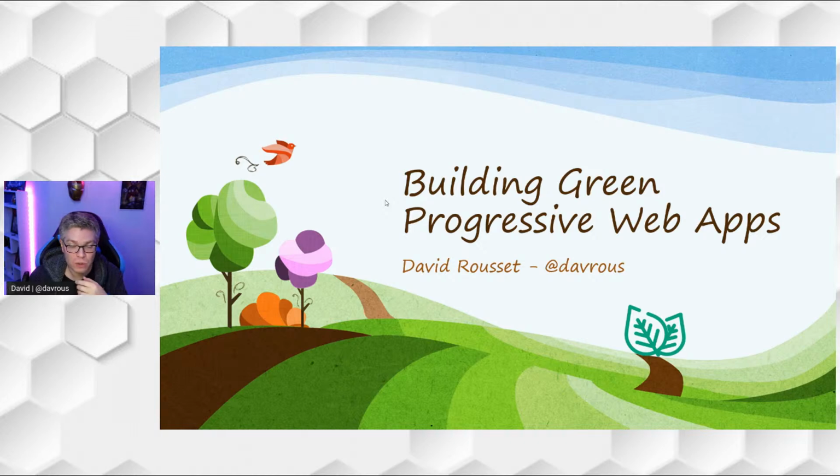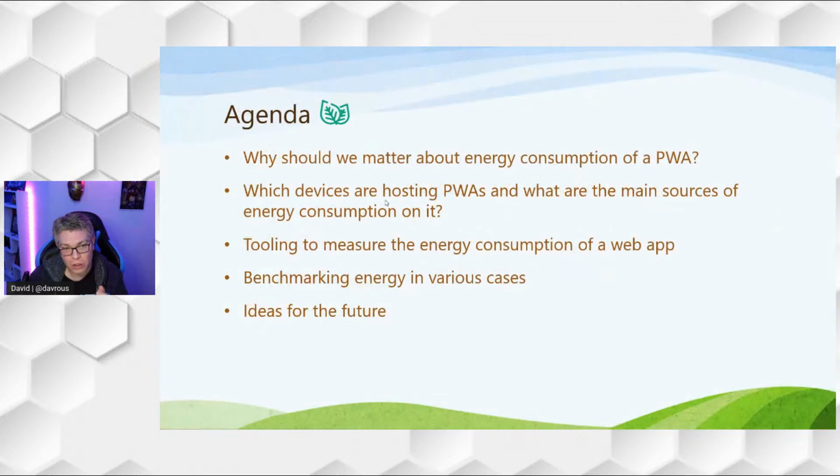So you can follow me on Twitter if you like to. And the agenda will be why we should care about the energy consumption of our PWAs, and what are the various parts where we're going to consume some energy. Today we're going to focus on the client part of a PWA. Then we will see the various devices executing our web code, and check on these specific devices what are the main sources of energy consumption regarding the components.